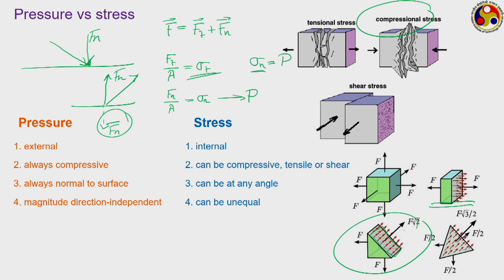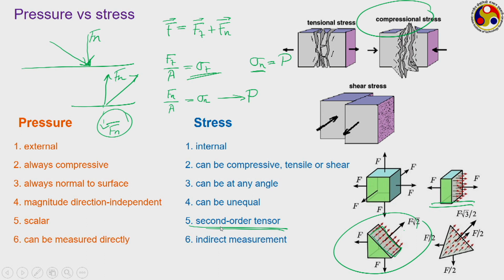However, stress is not a vector. Its magnitude can be unequal, that is, at the same point stress in different directions can be different, and that is why it is not a vector, it is actually a second order tensor, whereas pressure is a scalar which can also be viewed as a zeroth order tensor.